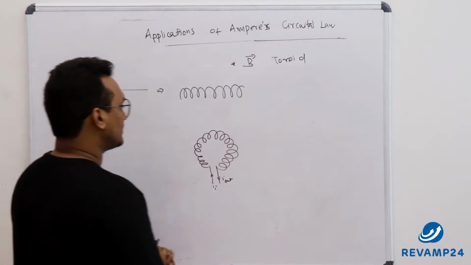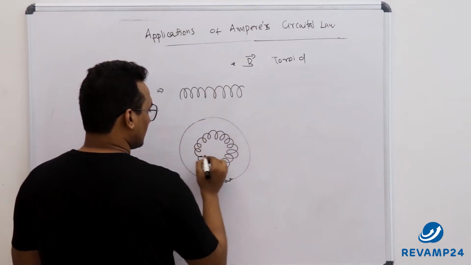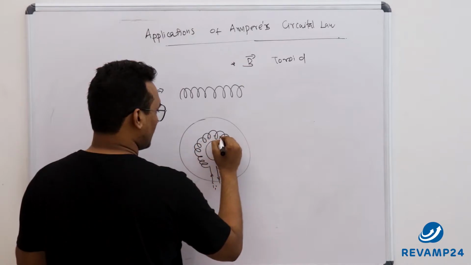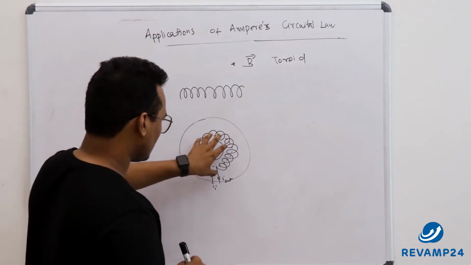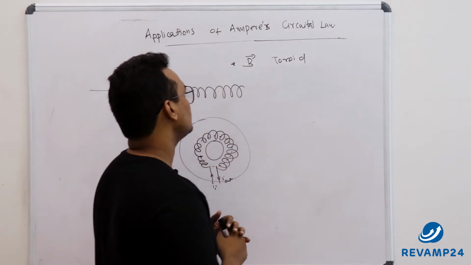Okay, now we have to find the magnetic field outside the toroid, then inside the toroid, then passing through the centers of the coil, that is within the toroid.